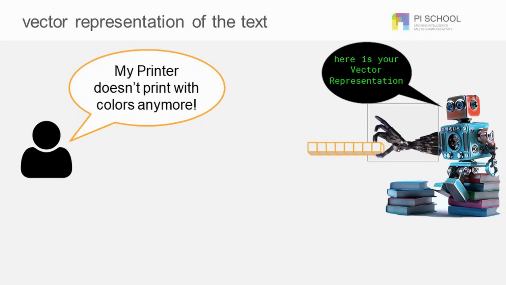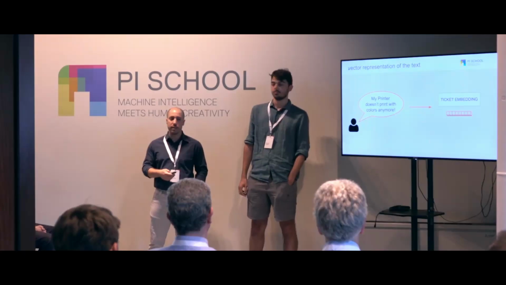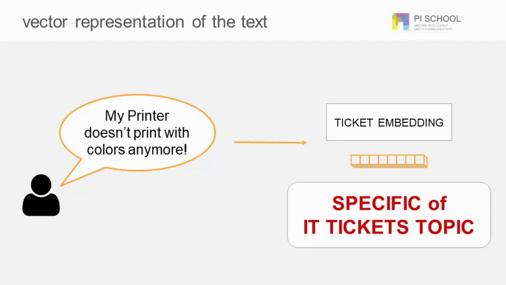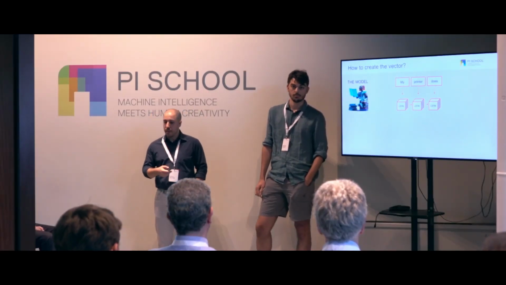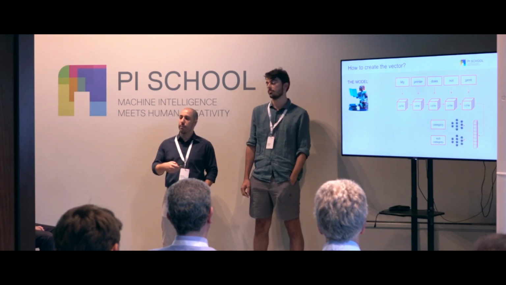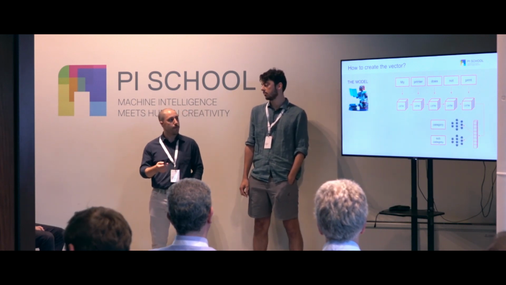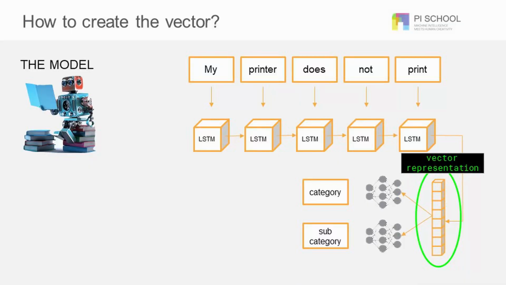Yes, we still aim to create a ticket embedding in order to calculate distances. But the difference is that in this way, we create an embedding that is specific to our topic. How can we do this? We built a deep learning model, fed it with the textual description, and asked it to predict the categorical features. We are absolutely not interested in getting the categorical features, but we are interested in the vector representation that it is able to create of the ticket.